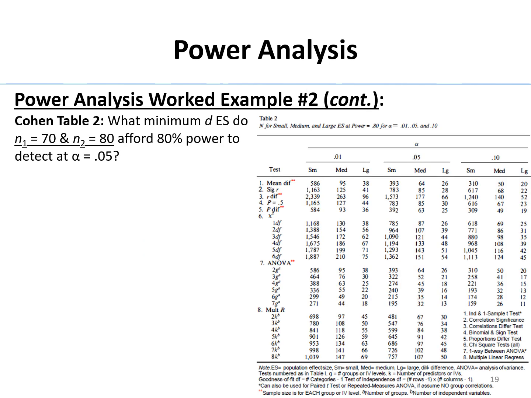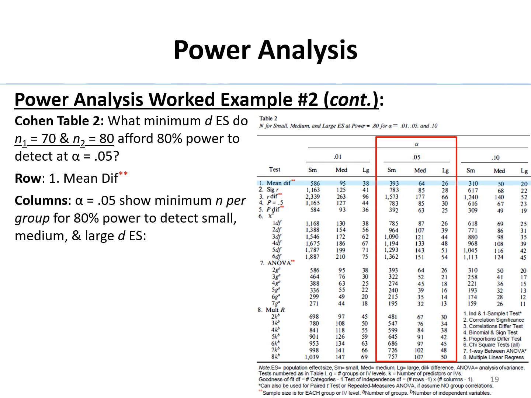So here's Cohen's table 2, and the question we want to ask is what is the minimum effect size that Ns of 70 and 80 in these 2 groups of probationers can afford 80% power for us to be able to detect? So we're going to use the row in this case for mean difference because we're comparing means. Note, I'll talk about it in a sec.